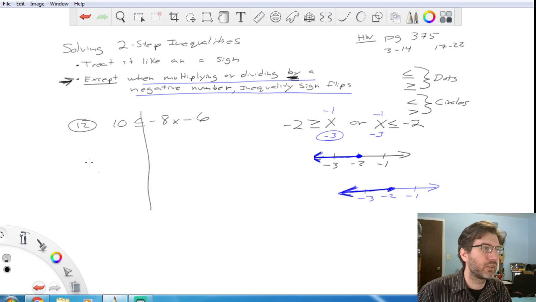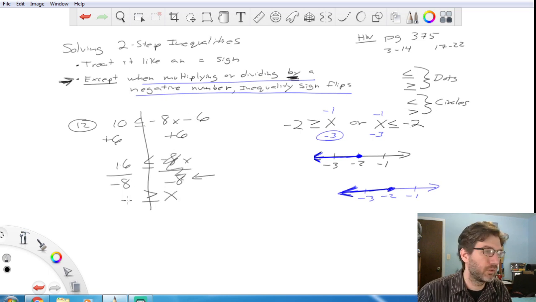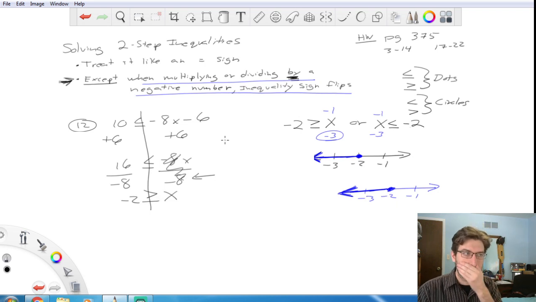So again, I'm going to treat it like it's a normal equal sign. Add 6 to both sides. This gives me 16. It's actually this symbol, not an equal sign. And 8x divided by negative 8, divided by negative 8. So here, this is your division by a negative, so my sign has to flip. So it's going to be that. This leaves me with x, and the 16 divided by 8 gives me that negative 2. Watch your signs.